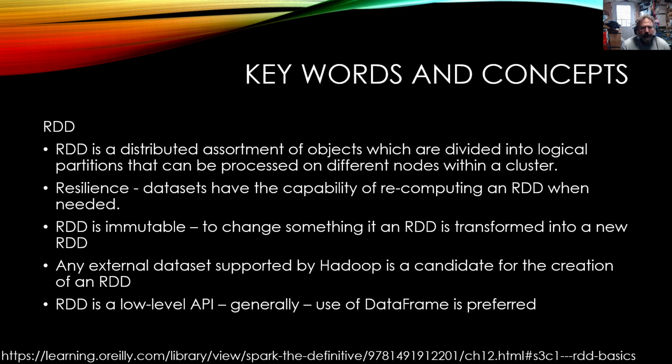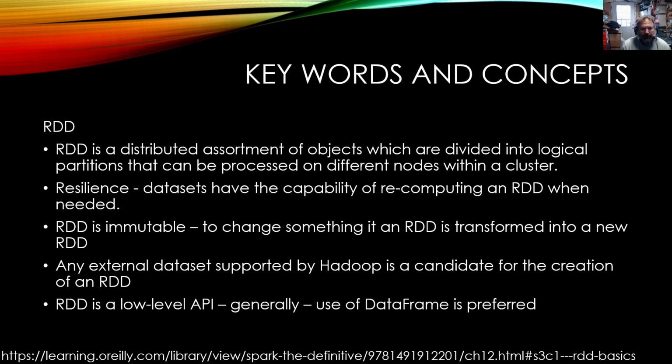RDD is a distributed assortment of objects that are essentially divided into logical partitions that are going to be processed on a particular node within a cluster. So it's essentially pointers to, maybe not necessarily the data, but pointers to the data that has been assigned to a particular cluster item, a node in the cluster, to work on.